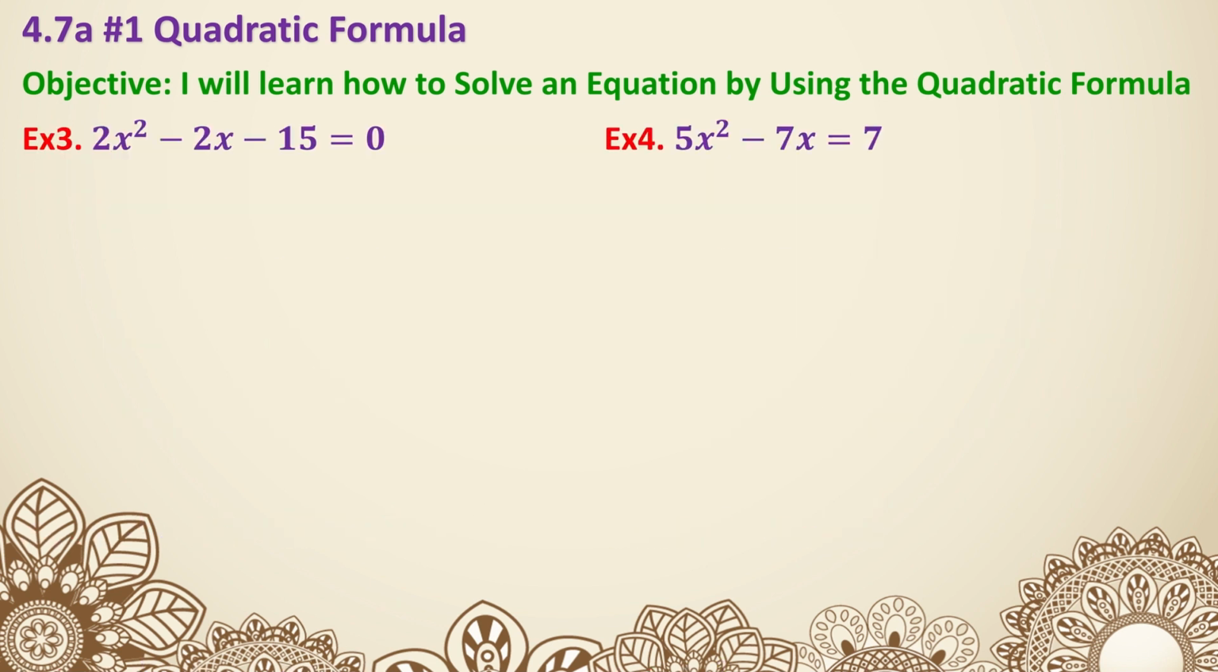Moving on, here's example 3. It's already in standard form: x squared in the front, x in the middle, number on the back. So A is 2, B is negative 2, and C is negative 15.